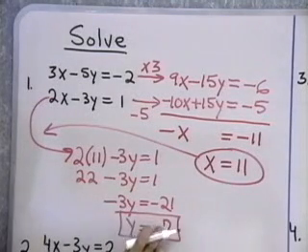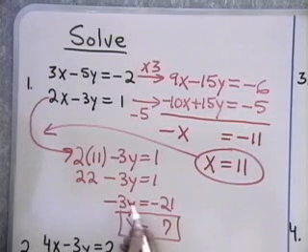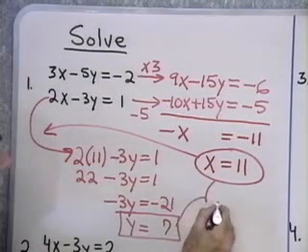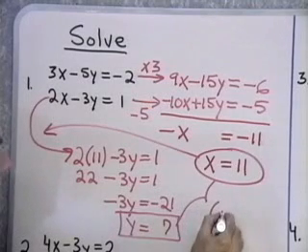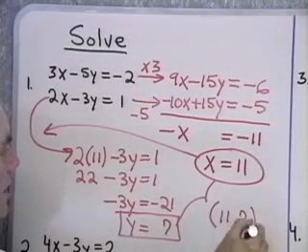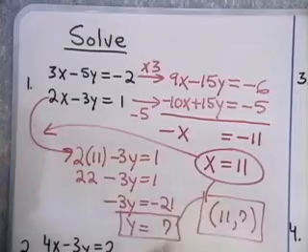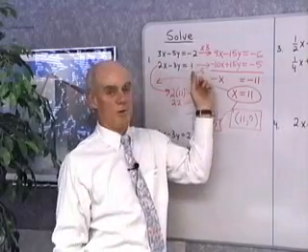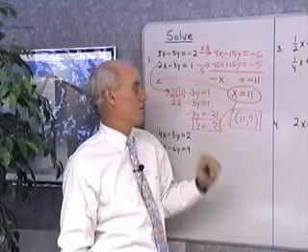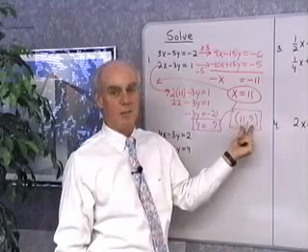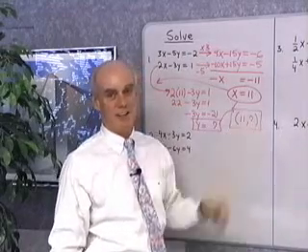Take that back, positive 7. When I divide negative 21 by negative 3, I get positive 7. So here is my solution to this system of equations. x equal 11, y equals 7. It's an ordered pair whose coordinates satisfy both equations. Now, if I was to graph both of these equations, you would see that they intersect at the point 11, 7. Let's look at another system.